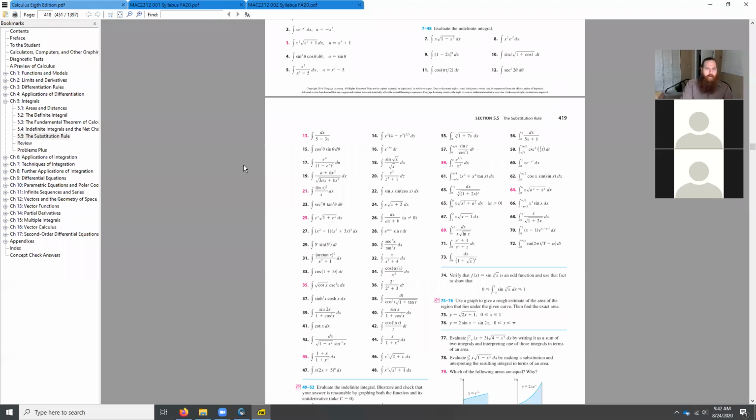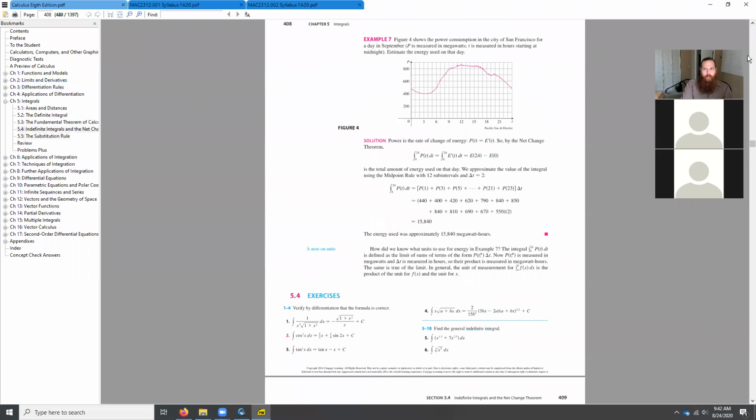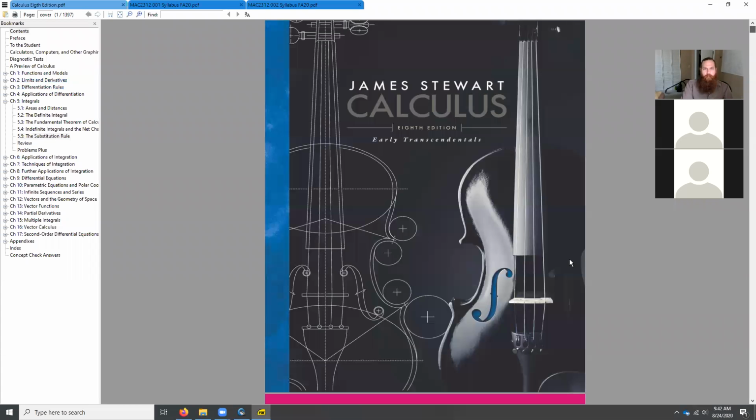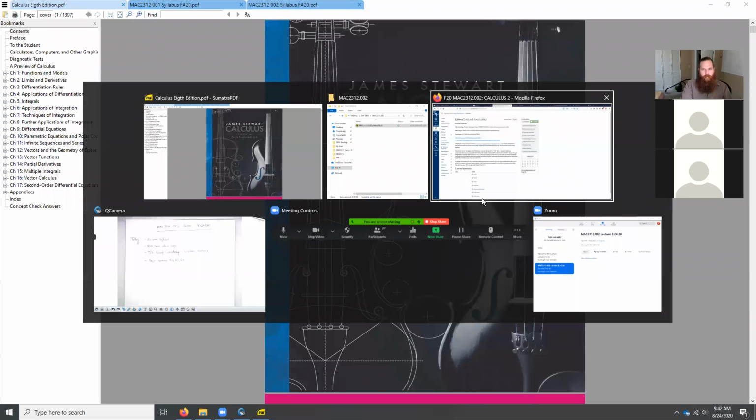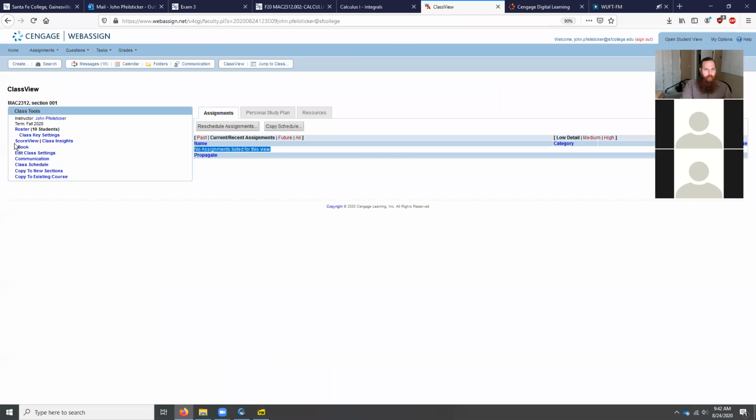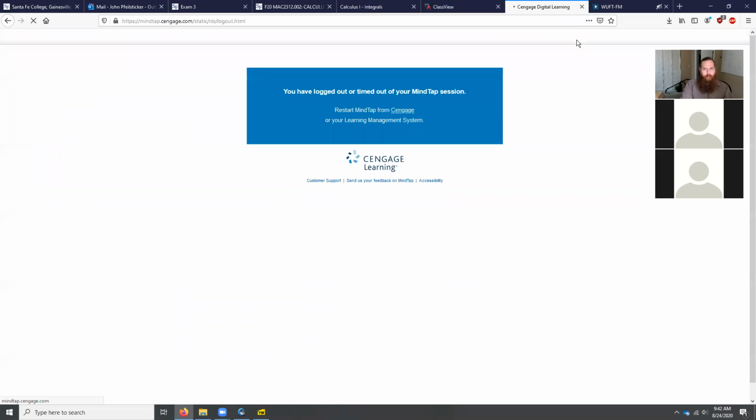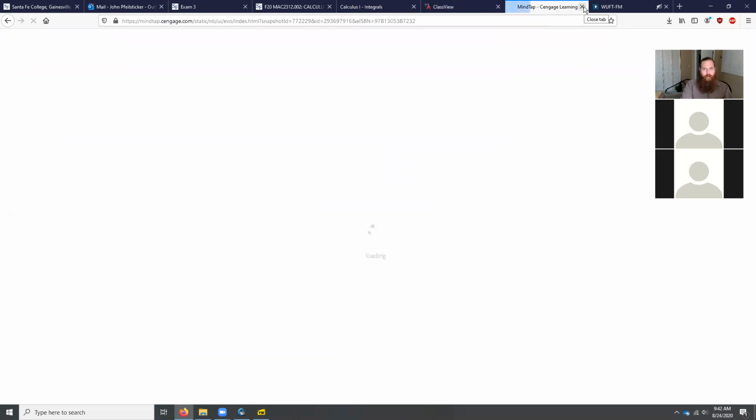The calculus book looks like this. When you register in WebAssign, which is necessary because that's where the online homework is for this class, you will get access to an electronic version of this book that looks like this.